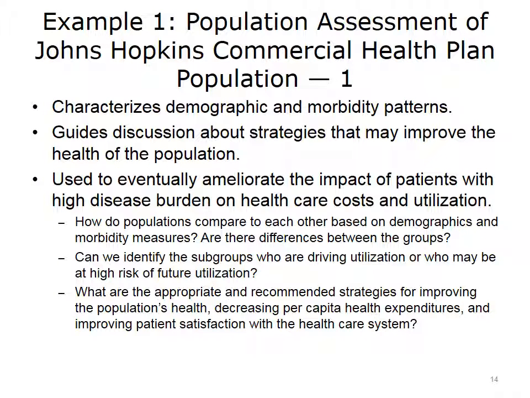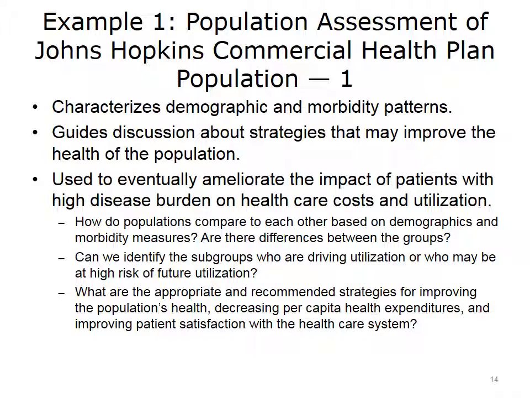So the first example is a population health assessment that was performed on a Johns Hopkins commercial health plan population. In this assessment, they wanted to characterize the demographic and morbidity patterns, and that helped them to guide their discussions about strategies that might improve the health of the population. It was used to eventually ameliorate the impact of patients with high disease burden on healthcare costs and utilization.